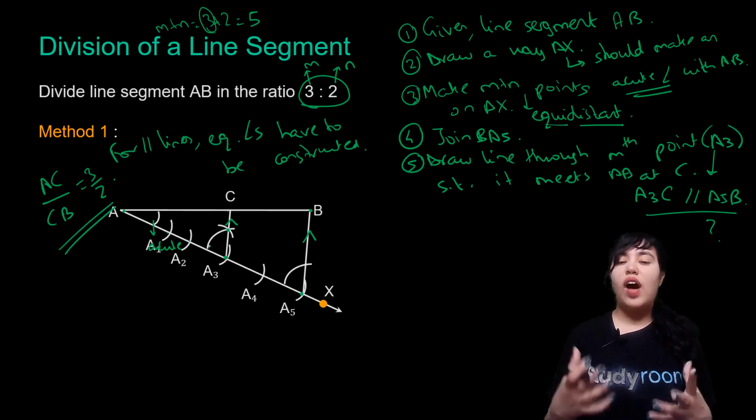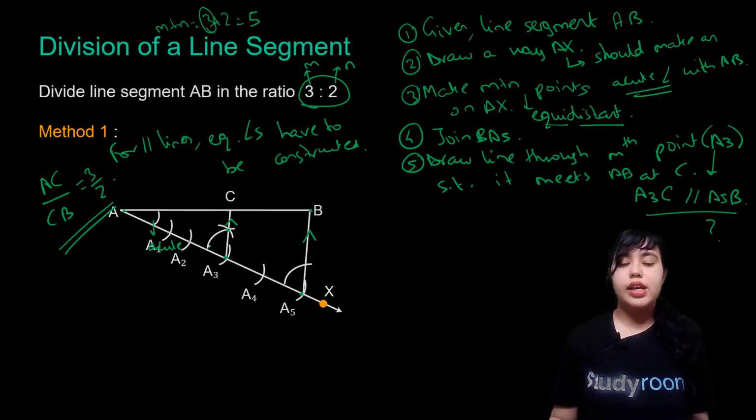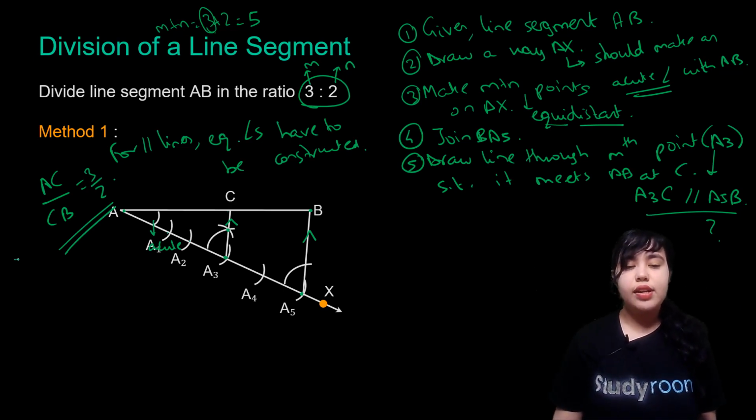Now we will see why this methodology is working. So for that, we will consider the basic proportionality theorem. We just saw that we made A3C parallel to A5B.